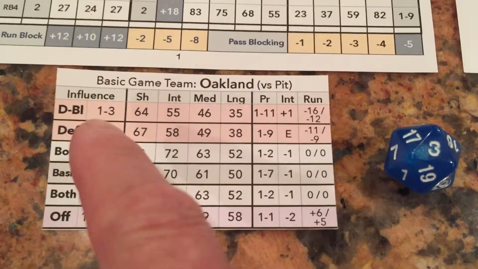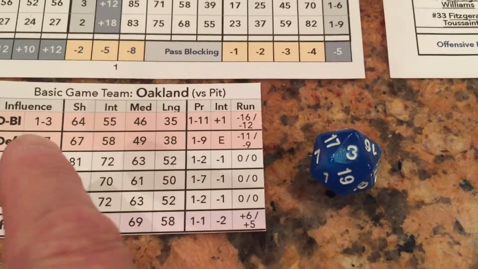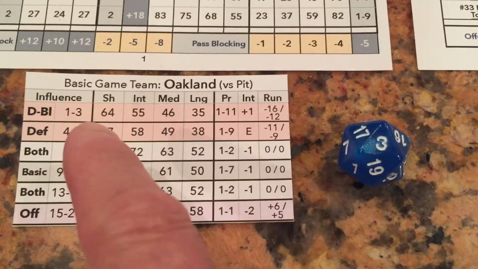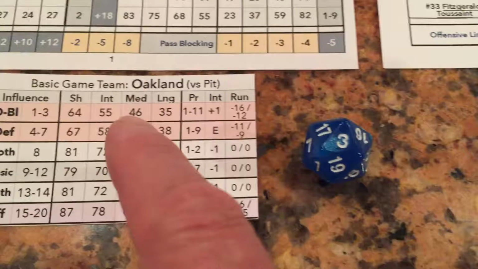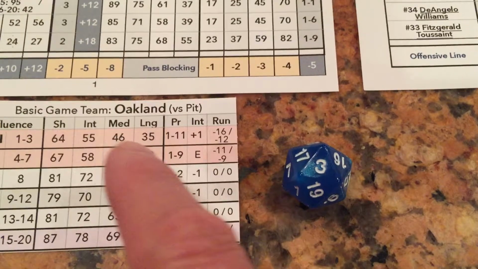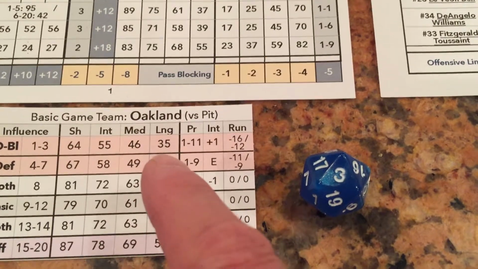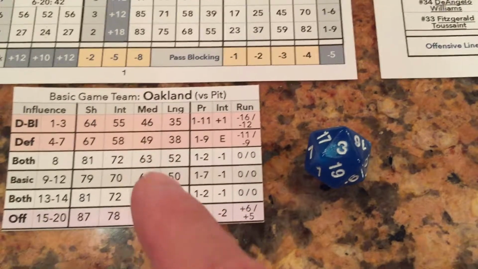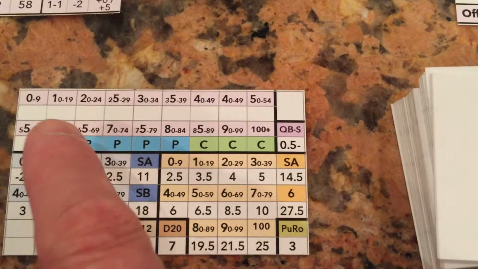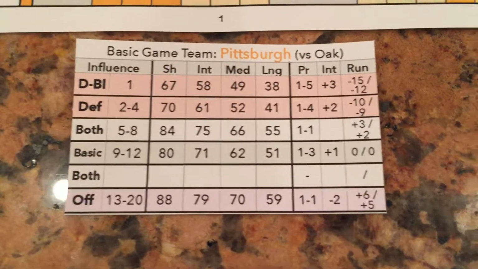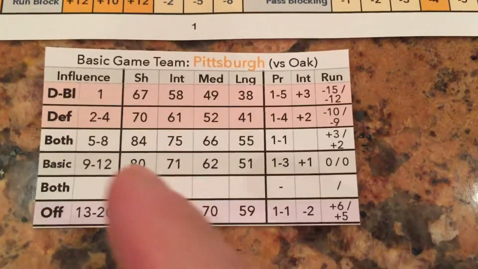So you can see the defense is blitzing if this is Oakland against Pittsburgh. So Pittsburgh's defense, pretty good blitzing defense. And there's all the modifiers that they would have. These numbers here are the quarterback rating numbers that you use to determine if the pass is going to be completed or not. And then this is the chart for determining whether there was going to be a pass completion or not. And then you can see this is when Pittsburgh's on offense against Oakland's defense.